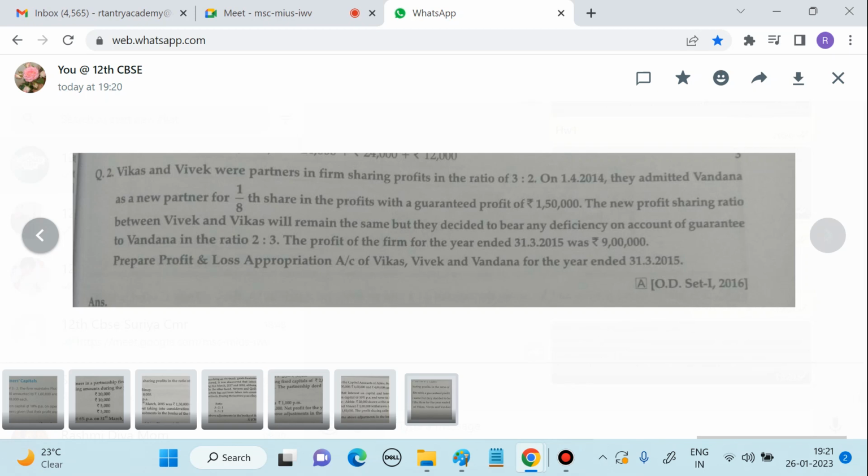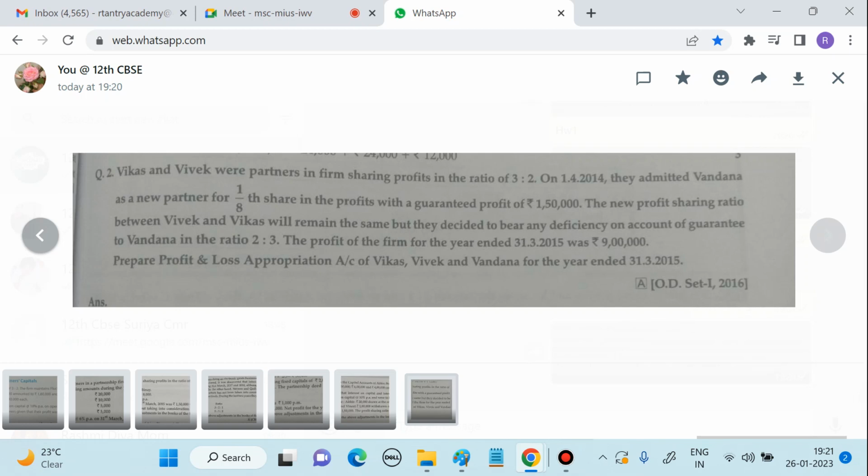The new profit sharing ratio between Vivek and Vikas will remain the same, but they decided to bear any deficiency on account of guarantee to Vandana in the ratio of 2:3. So how are they going to bear the deficiency? That ratio has been given. Vivek and Vikas will share that deficiency in 2:3 ratio. And the profit of the firm for the year ended 31st March 2015 was 9 lakh. Now prepare profit and loss appropriation account of Vikas, Vivek and Vandana for the year ended 31st March 2015. Got it?